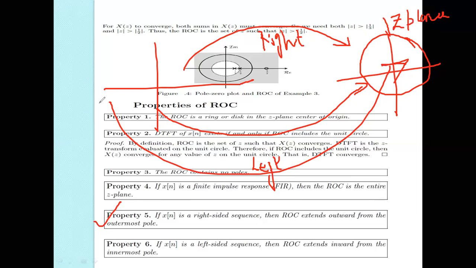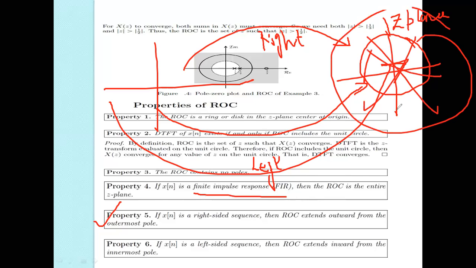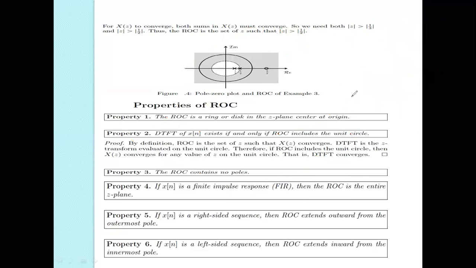Okay. If x of n is a left-sided sequence, then the ROC extends inward from the innermost pole. If x of n is a right-sided sequence, the ROC is outward from the outermost pole. If x of n is a finite impulse response, then the ROC is the entire Z plane. These are the fourth, fifth, and sixth properties.